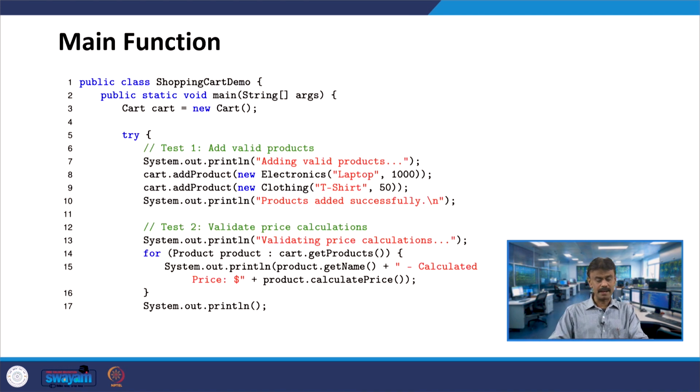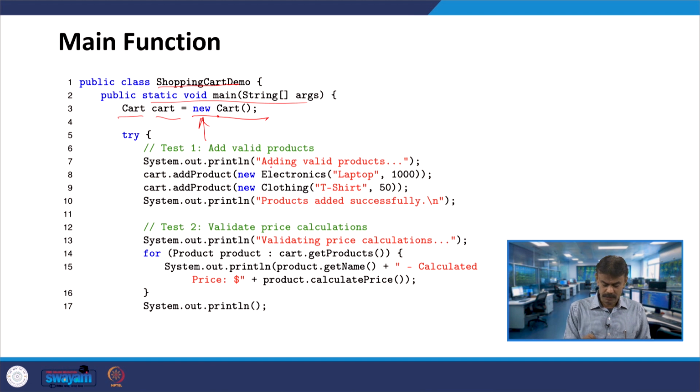Now go to the main program, the main class. This is a derived class. Here you have the main method. I have an object called cart under the class Cart, dynamically allocating memory with the constructor Cart.